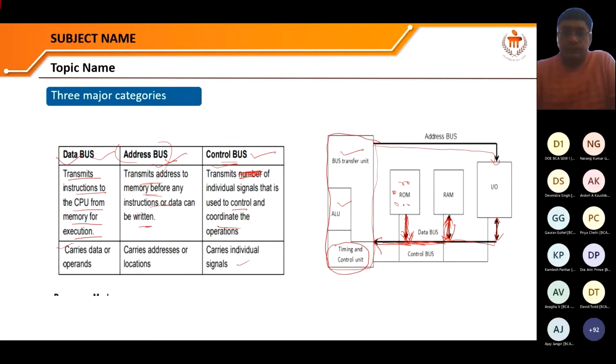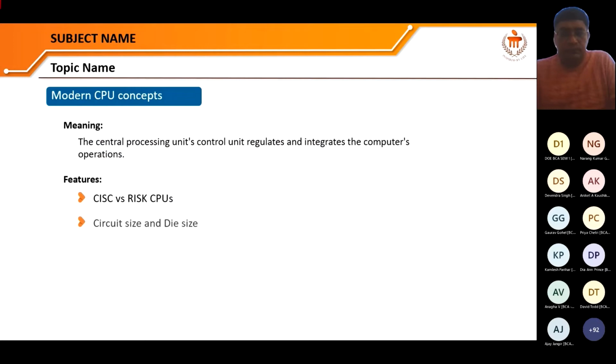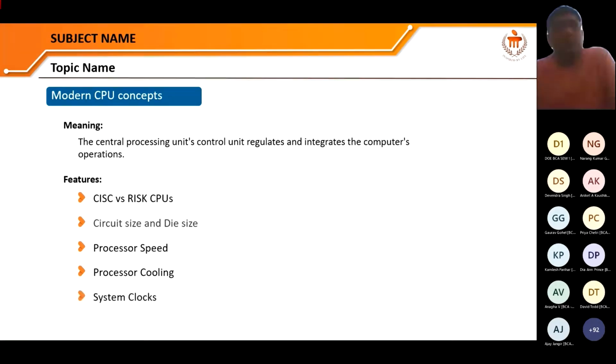Here, what is the CPU doing? We have multiple types of CPU, like single CPU, quad core processor CPU, and hexa core CPU. There are multiple central processing units, and they have different types of working categorization. So what are the modern CPU concepts, and how are they different from the older ones?